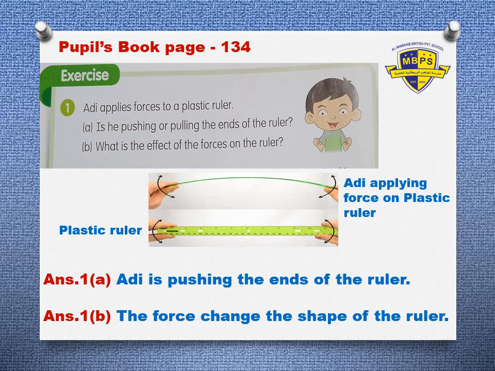As you can see in the picture, there is a plastic ruler, when Adi is only holding the plastic ruler. But when he applies force, as you see above where Adi is applying force on the plastic ruler, when he is applying force, what happened? There is a change in the shape of the ruler, right? Okay, I hope you understood, and some of you have given me the right answer.